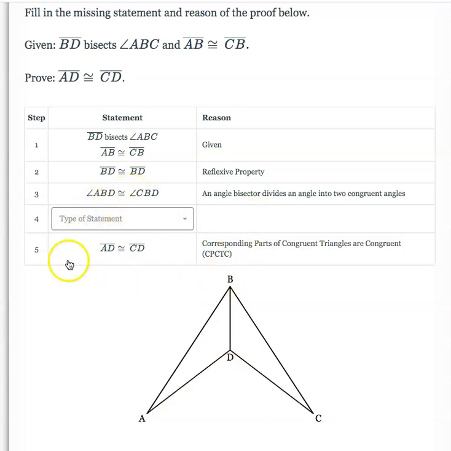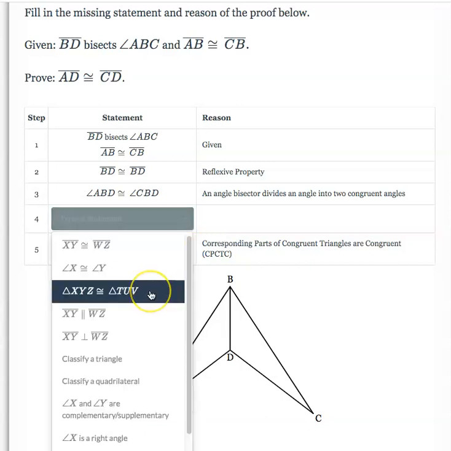Skip this one and then take a look at step number 5. Step number 5 says that two segments, AD is congruent to CD. And here's the big giveaway. It says the reason for that is corresponding parts of congruent triangles are congruent. Well, take a look at your proof. There is nowhere in here that shows that two triangles are congruent. So how can we use CPCTC unless we have two triangles congruent? So we need to show that two triangles are congruent.